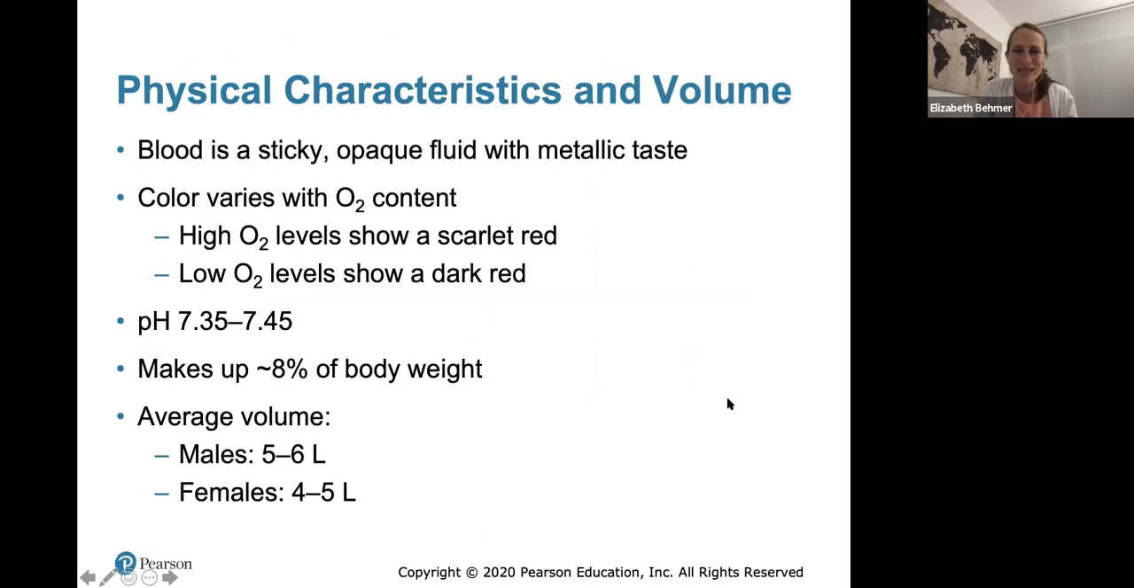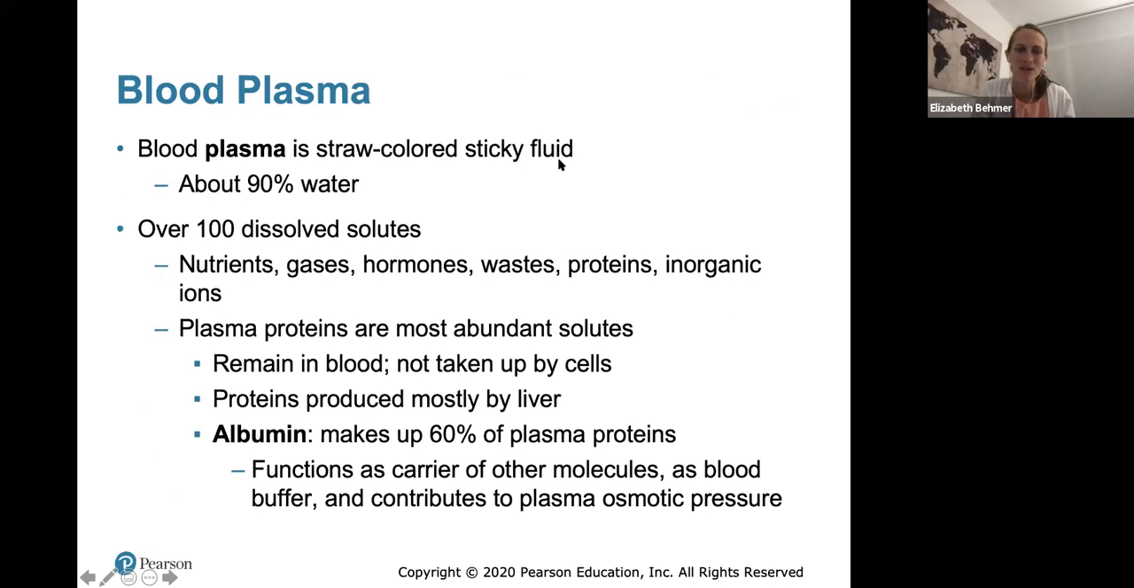So blood is a sticky, opaque fluid. It has a metallic taste. I'm sure we've all tasted blood if you've bitten your lip or your cheek. The color will vary with oxygen content. So if it's high in oxygen, it'll be a scarlet red. And if it's low in oxygen, it'll be a darker red. The pH is right around 7.4, the range, and it makes up about 8% of our body weight. And again, the average volume of blood differs a little bit between males and females.